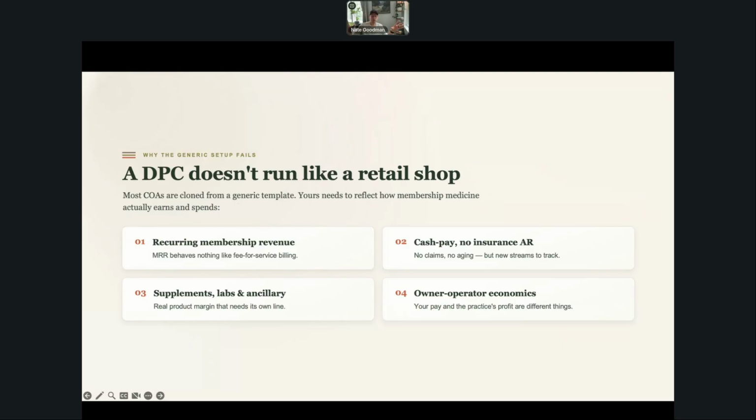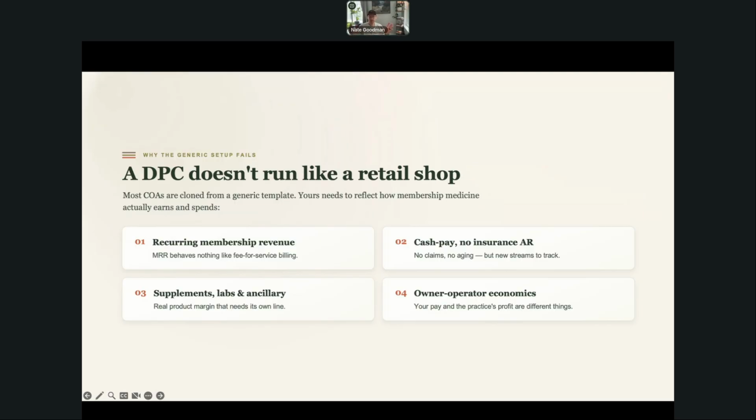Because you don't run like a retail shop, you don't have inventory of clothes, you don't have all the sales tax issues, you don't have multiple revenue mixes with different types of products you're trying to track. You usually have membership income. You might have some ancillary services, and so that chart of accounts needs to show you that, as opposed to just a generic chart of accounts you might find online.